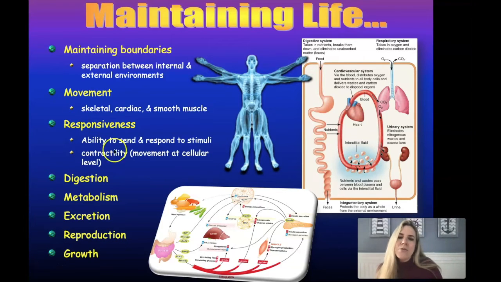And then we also have responsiveness in terms of contractility, i.e. the movement at the cellular level. We have to be able to have our cells move stuff in and out of their membranes, across their membranes inside the cell to the outside of the cell and vice versa. And we need those cells to be able to respond to communication signals they receive, such as hormones or nerve impulses.